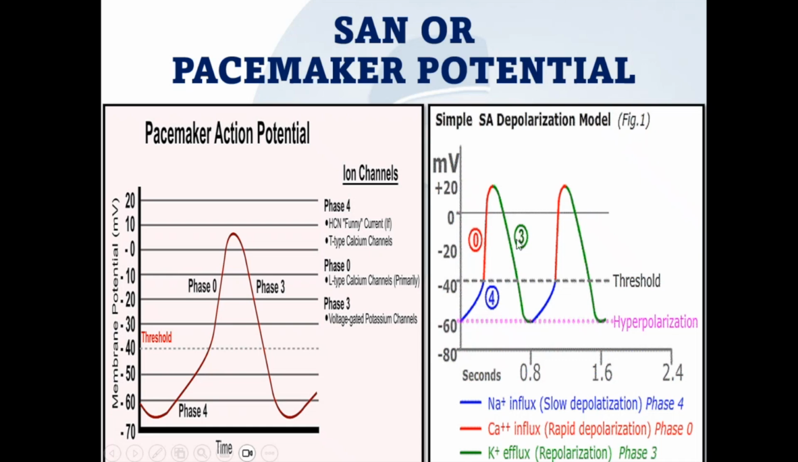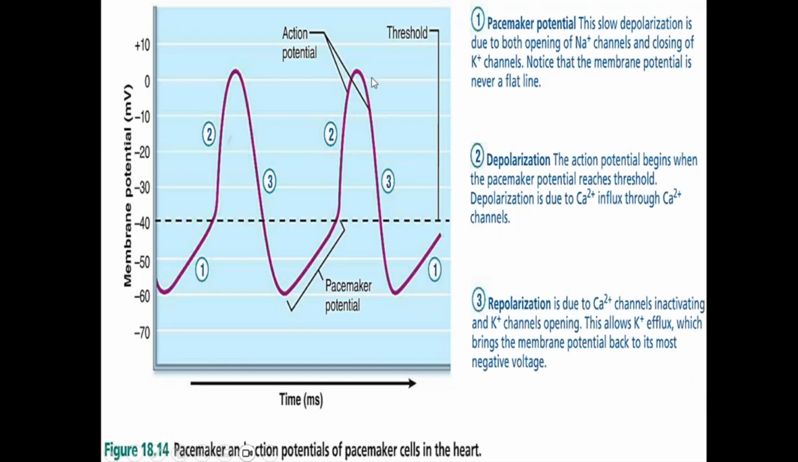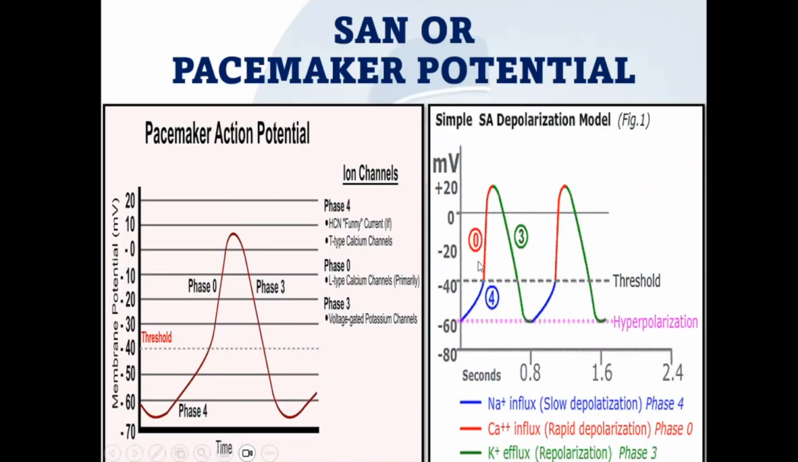Then phase 3 will be your potassium efflux, leading to repolarization. So phase 4 is your funny current channel and T-type calcium channel. T-type is a slow calcium channel. Phase 0 is the rapid calcium channel, which is the L-type calcium channel. And then phase 3 is the voltage-gated potassium channel. So what happens? You see in these they write 1, 2, 3. This 1, 2, 3 does not correlate with 0, 3, 4.